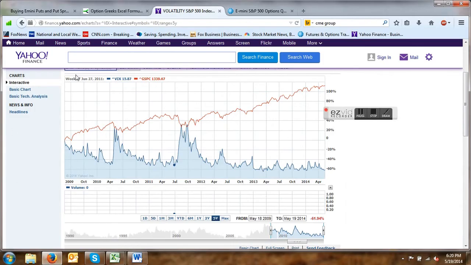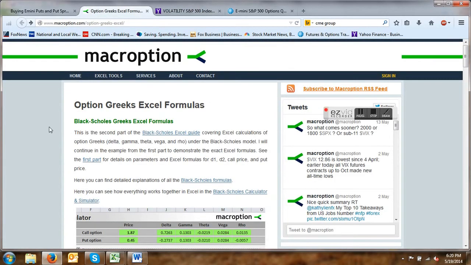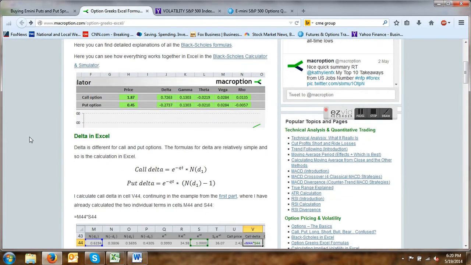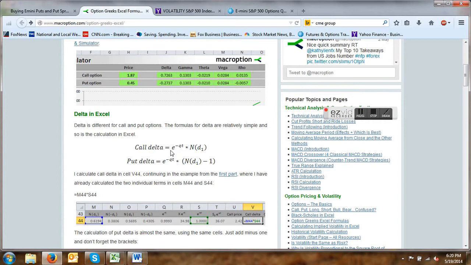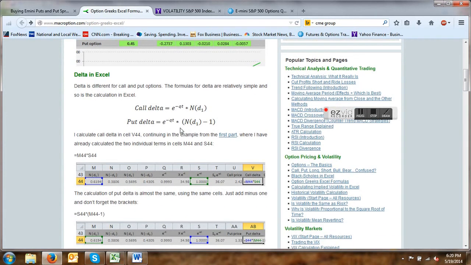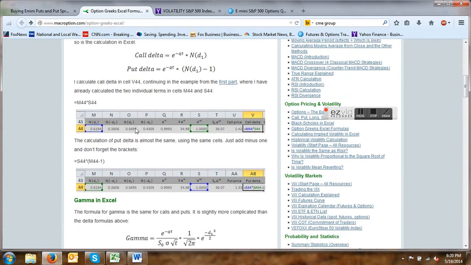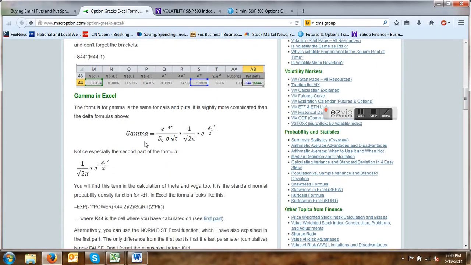And I've added a link in here, but this particular website, Macro Option, gives you the equations. Here's my delta for the call and the put. My equation is a little different, but it's equivalent.